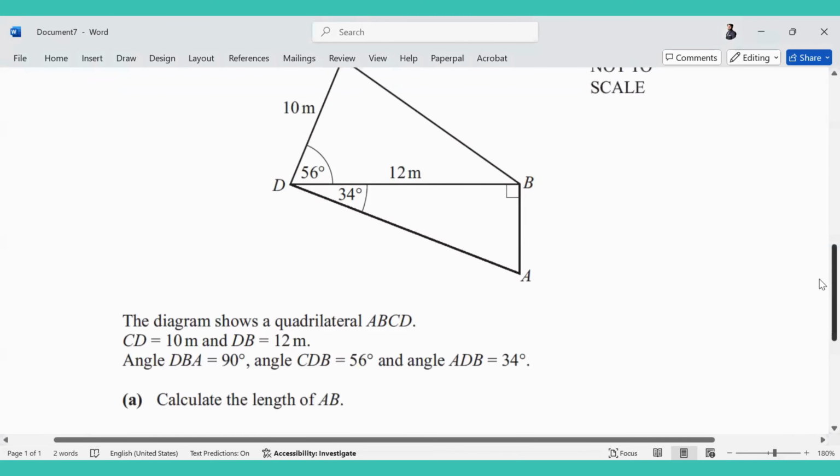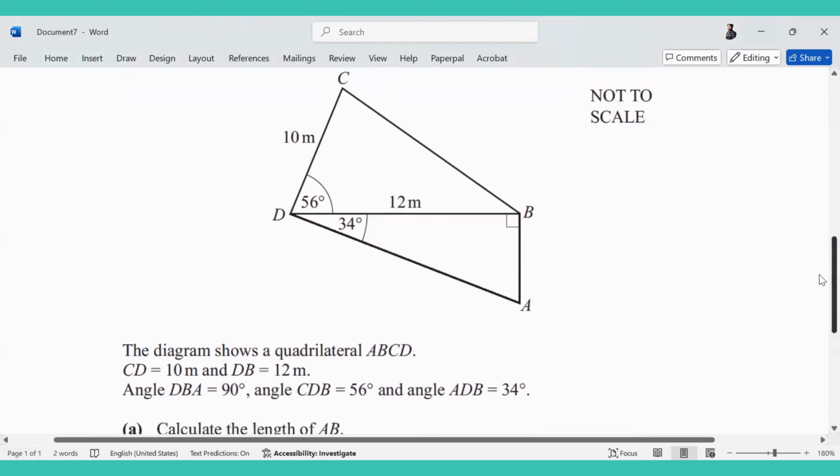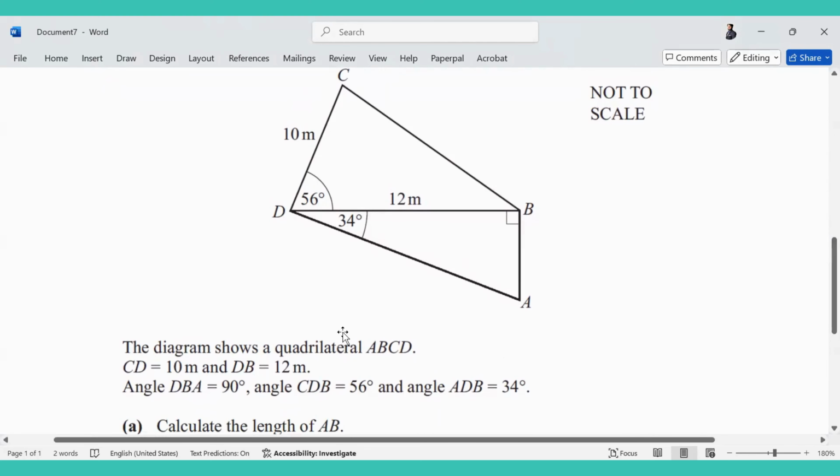So the question has given us, the diagram shows a quadrilateral ABCD. CD is 10 and BD is 12, already given in the figure as well. But don't forget to read this description sometimes if some very important data is provided in these words. And we need to calculate the length of AB. So in order to calculate the length of AB, which triangle will we focus on? We will focus on triangle ABD.